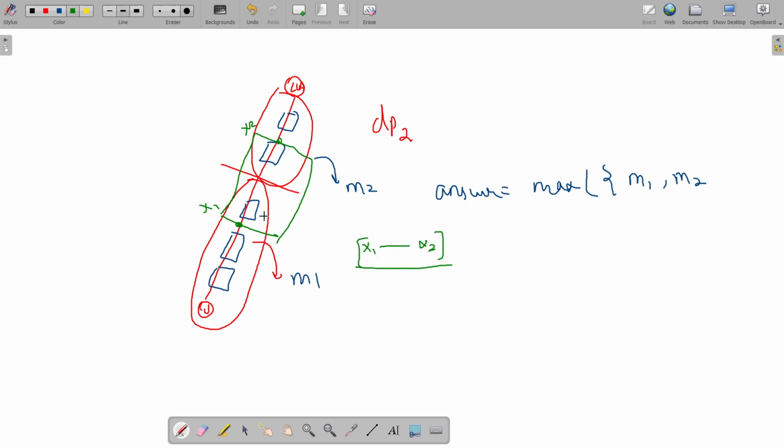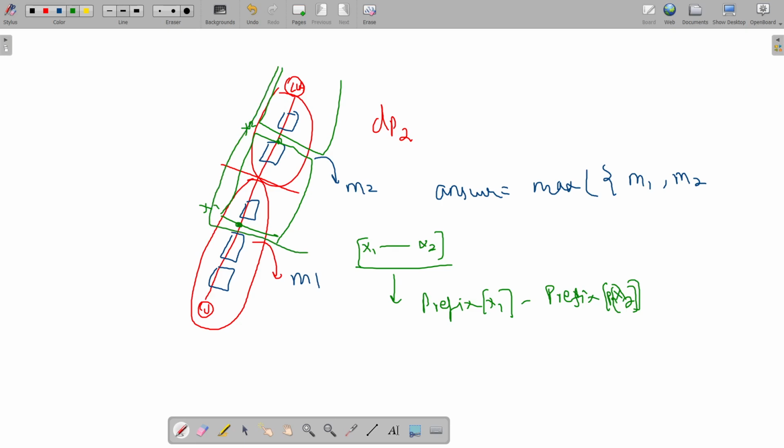Just bear with me for a second. x1 to x2 has the maximum sum. So what can I write this as? I can write it as prefix of x1 minus prefix of x2 is the maximum. Actually the parent of x2, but prefix of this minus prefix of this, so these two will be minus. So this should be maximized. So how can I maximize this?